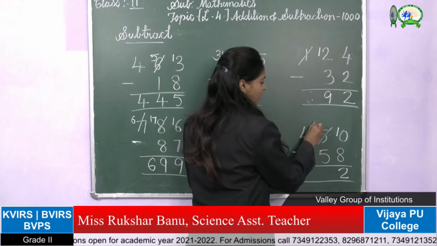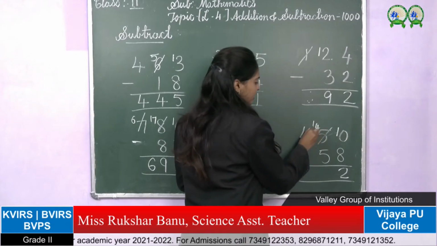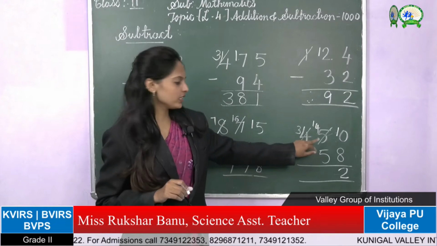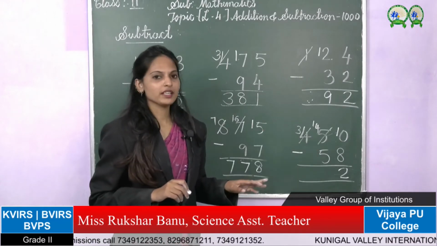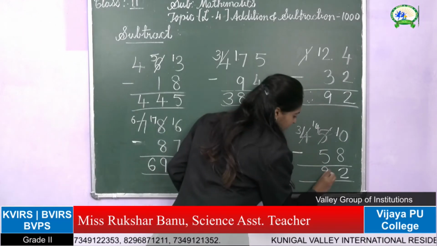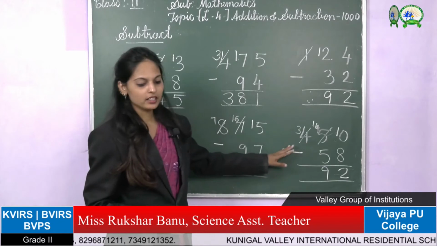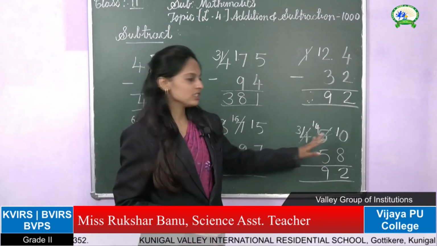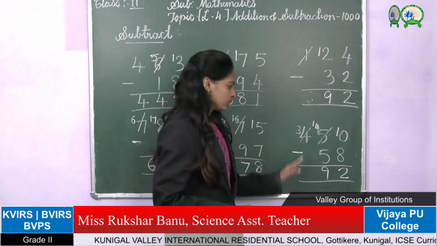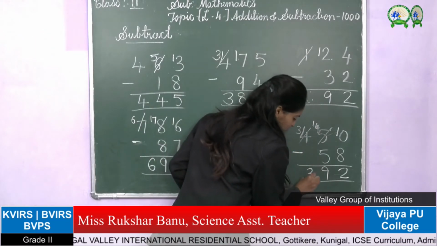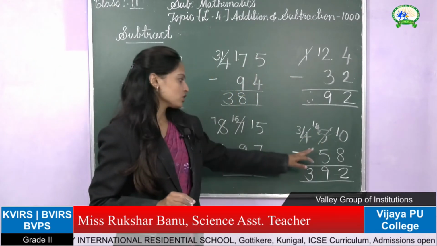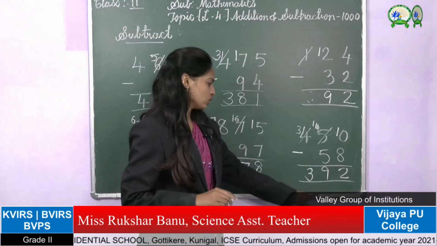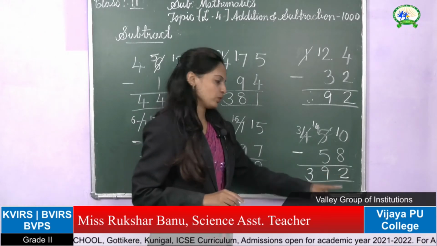So again what we have to do? From 4 we have to take 1 again. Here 3 will be there. So again 14. Yes, 14 minus 5. So 14 minus 5 what? 9. Okay, 9. Next one is 3. Yes, here from 4 we took already 1. So here 3 is left. So 3 is a single digit. So we have to write 3 as usual. So that means 450 minus 58 is equal to what? 392. Is it clear children?